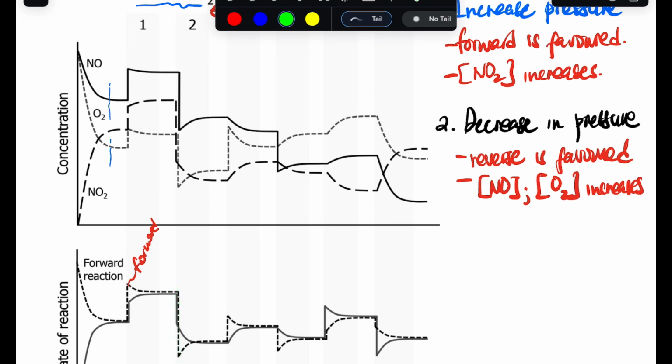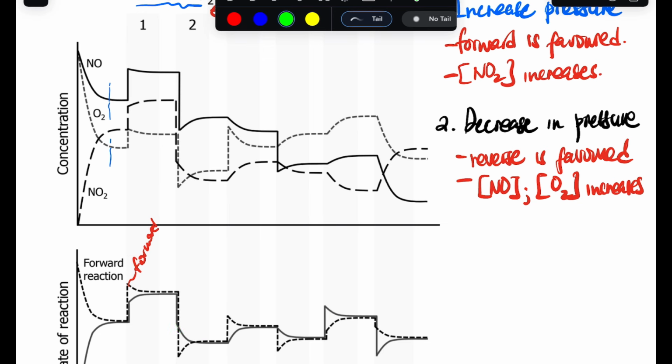Guys, in the pressure, they will decrease the rate of reverse and forward. They decrease both, but the one that decreases less, do you see the forward decreases more? That means it's not favored. The one that decreases less, look, the reverse decreases less, right, up until they reach equilibrium. That means it's the reverse that is favored, because it decreases less.